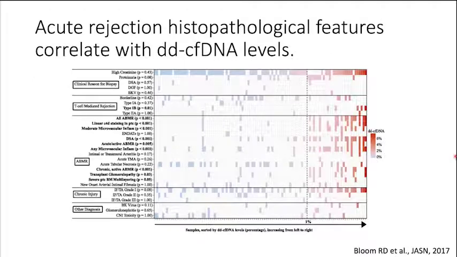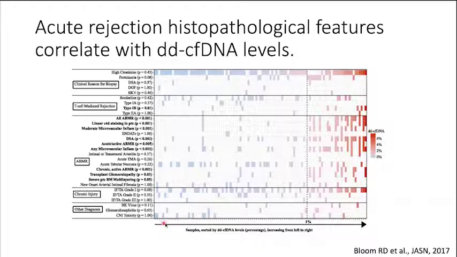This figure is from a study by Roy Bloom and colleagues that was published in JASN. So it shows the pathologists' diagnostic findings for 107 clinically indicated biopsies that had matched plasma donor-derived cell-free DNA levels. All these visits had donor-derived cell-free DNA samples that were collected at the same time that a clinically indicated biopsy was performed. So there were 27 patients with 27 samples with active rejection, and there were 75 patients with 80 samples with no active rejection.